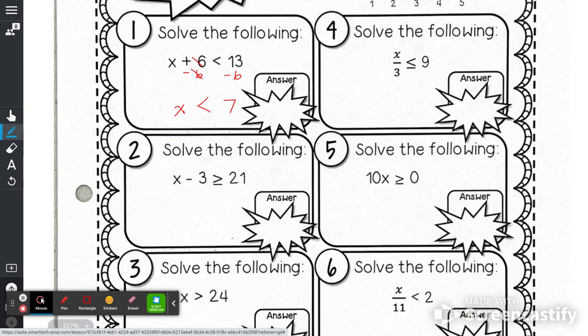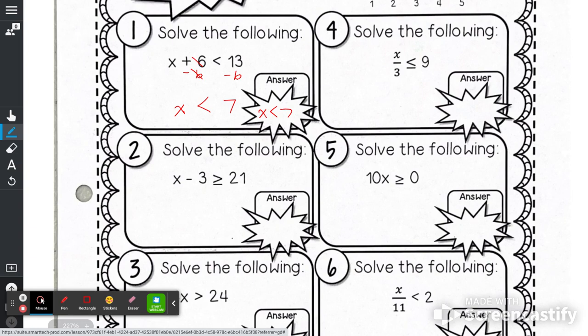6 plus 6? It's 12. Is 12 less than 13? Absolutely. Now, for my answer, can I just put 7 in there? No, exactly. I have to write the entire thing because x is less than 7 means that it's not 7, that it's any number less than 7. So I do have to write the entire thing. That way it shows that it can be the number 6, it can be the number 5, it can be the number 4, because it's any number less than 7.